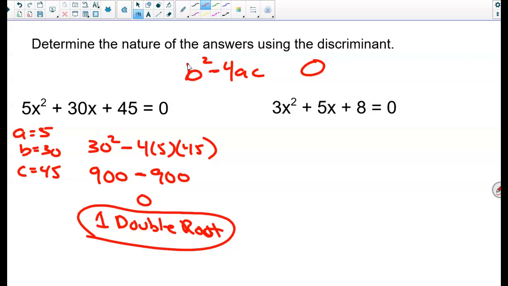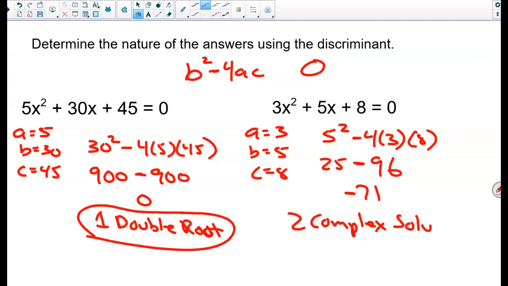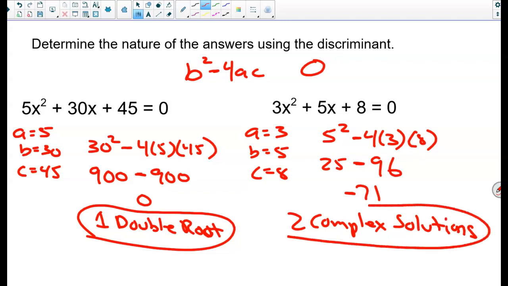And for all these, I'm going to write my a equals 3, b equals 5, c equals 8 to the side, so there's no mix-ups. Okay? So we're going to have 5 squared minus 4 times 3 times 8. Well, in this case, we get 25 minus 12 times 8 is 96, and that becomes a negative 71. So this means 2 complex solutions, or roots, you can say either one. Okay, because my radical is a negative.